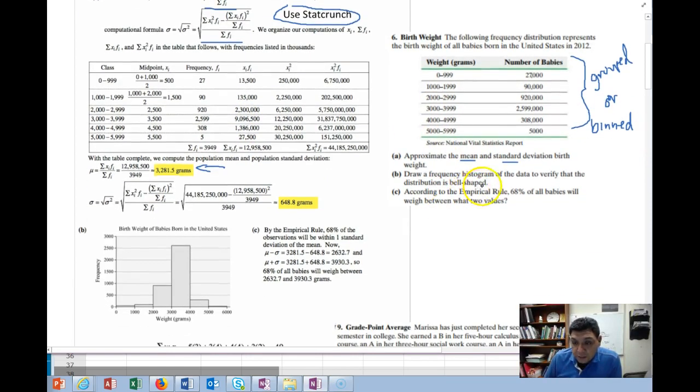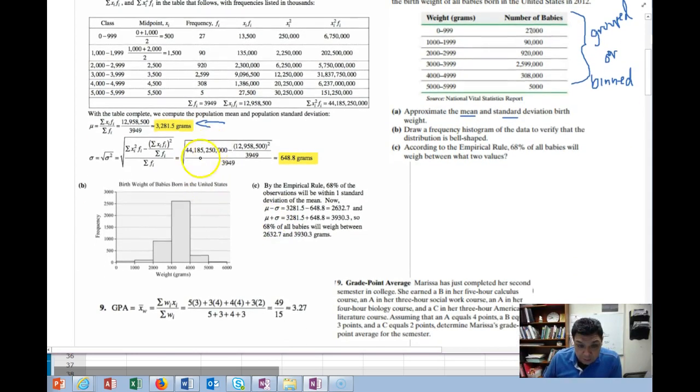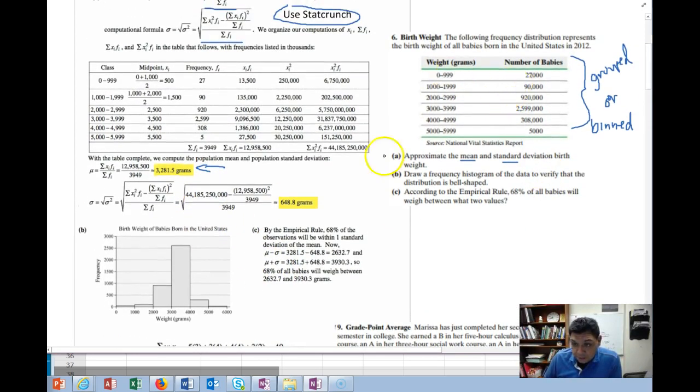Draw a frequency histogram of the data to verify the distribution is bell-shaped. So again, we take this data here and then we graph it here. You see you have this nice bell shape. Most babies born are between 3,000 and 4,000 grams. So you would have a distribution looking like that.